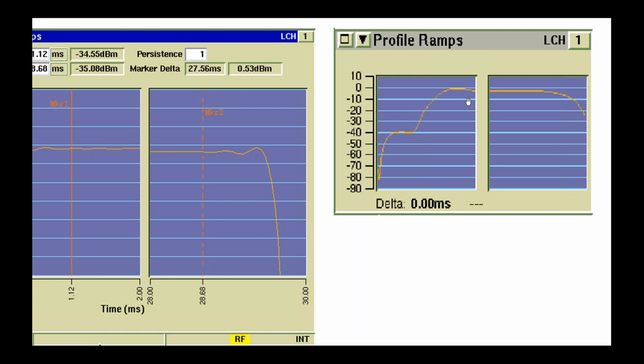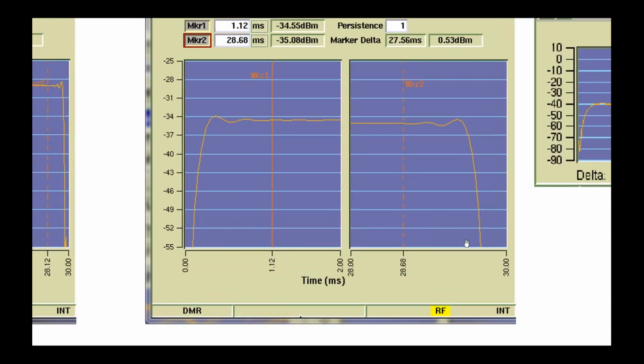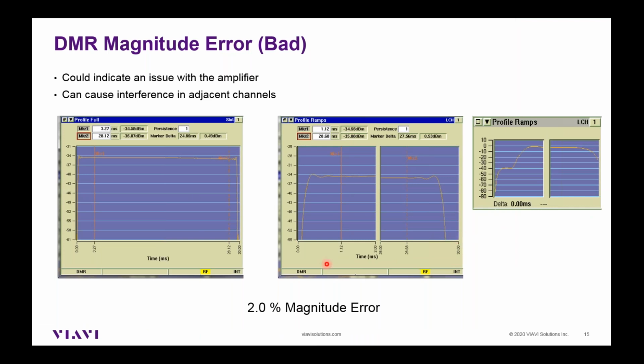It's kind of a little ramp up problem there, and it ramps down outside of the 3 millisecond close window, where it should come down within the window, and it does not. So it's actually transmitting power into an adjacent time slot. So that will cause interference with that time slot.